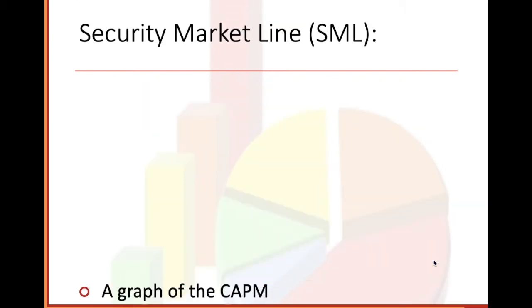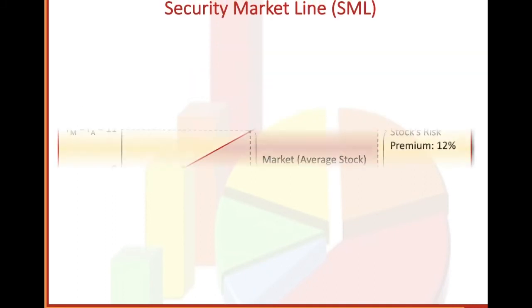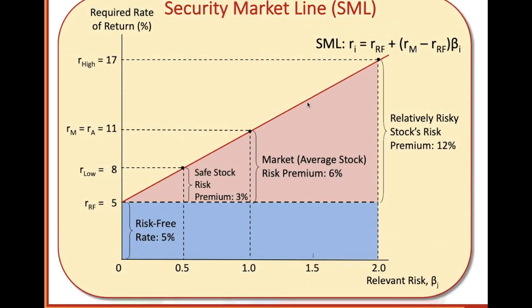So a graph of CAPM, the line that shows the relationship between risk as measured by beta and the required rate of return for individual securities. Okay, so here's our line. This is a positive correlation. This beta J here is a positive correlation. Again, rate of return over here, and our relevant risk over here.